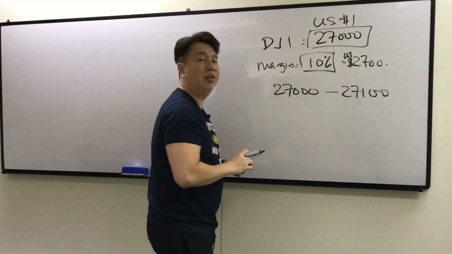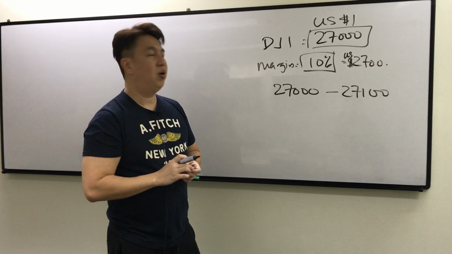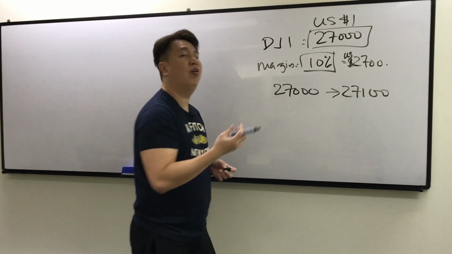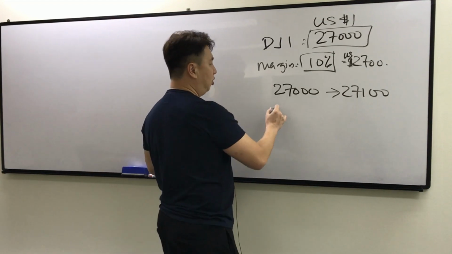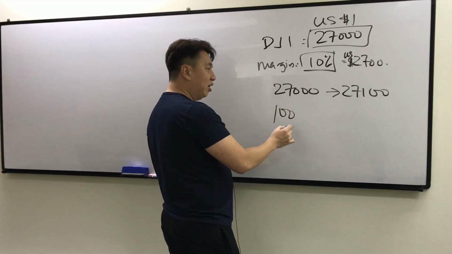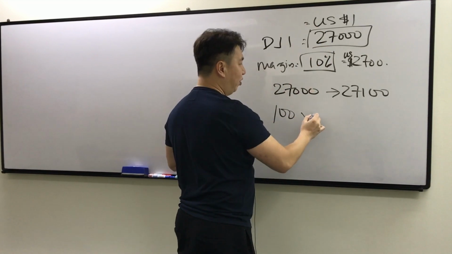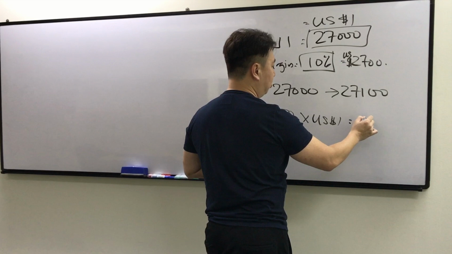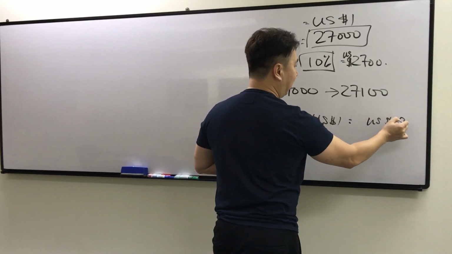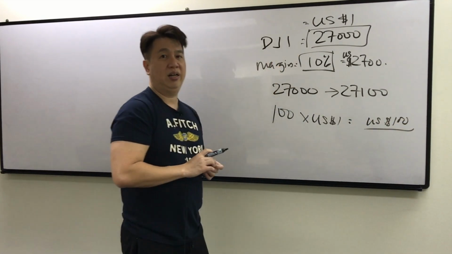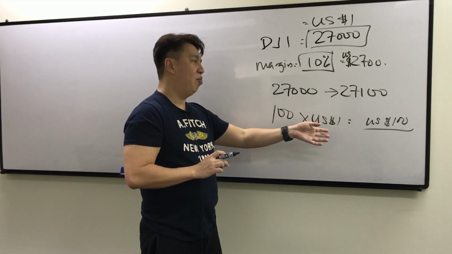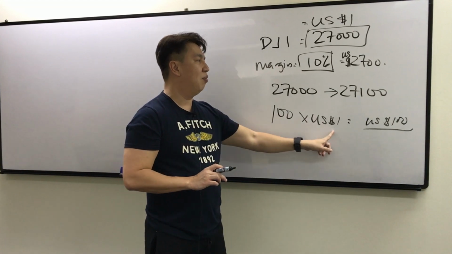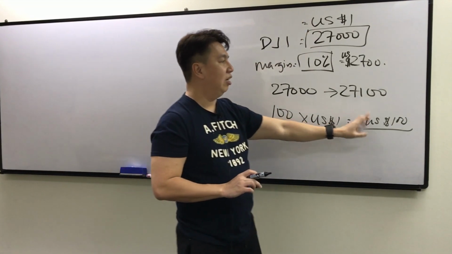Let's say it goes to 27,100. You make 100 points, from 27,000 to 27,100. Then what is your profit? How do you calculate your profit? You use 100 points multiplied by $1 per point. So your profit will be equal to US dollar $100. This is how you calculate your profit. If you go up by 100 points, you use 100 points multiplied by $1 per contract size, then you get $100.